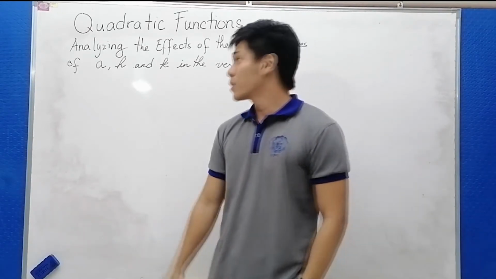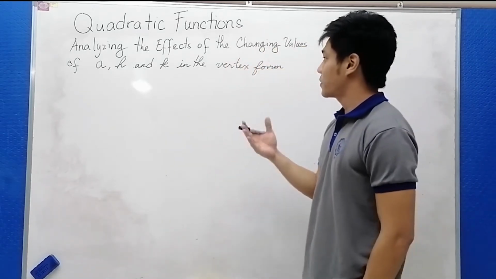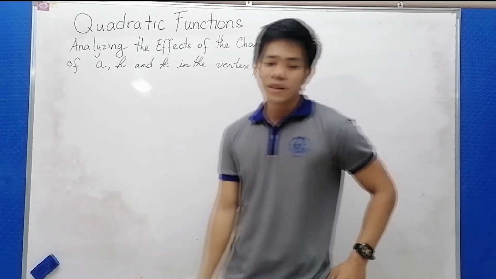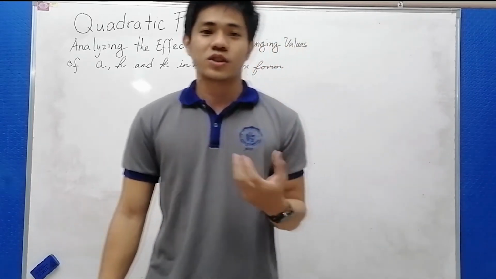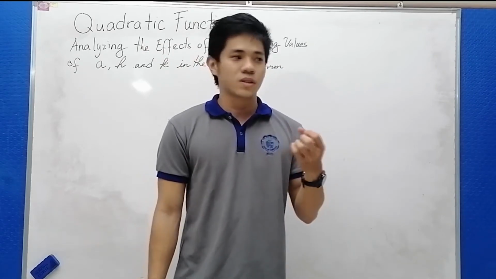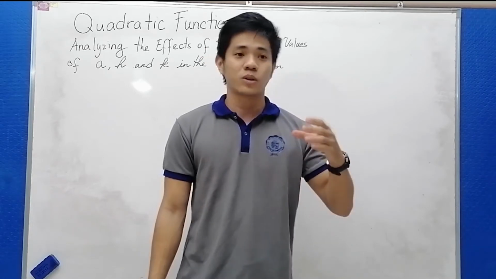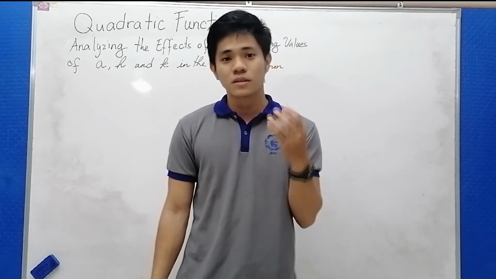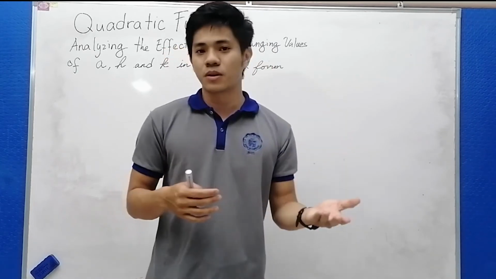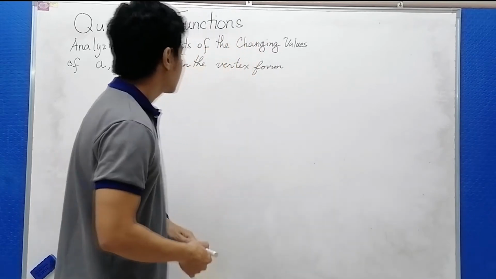And today's lesson, we're going to be talking about quadratic functions and analyzing the effects of the changing values of a, h, and k in the vertex form. So, what do we mean by a, h, and k? Previously, in our discussions, we noticed that the values of a, h, and k can give us an idea of how the parabola will be shaped. So, we'll learn further as to if the values increase, what happens to the parabola? If the value decreases, what happens to the parabola? So let's first take a.